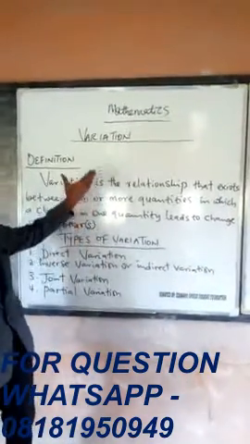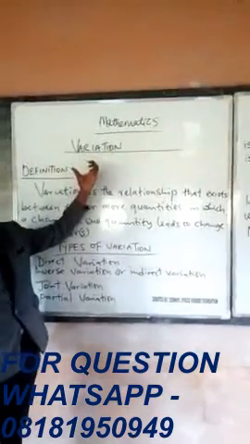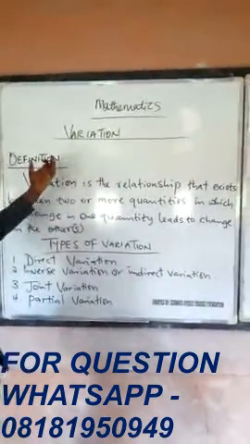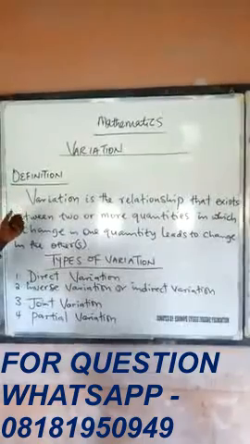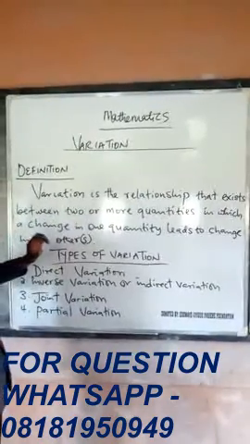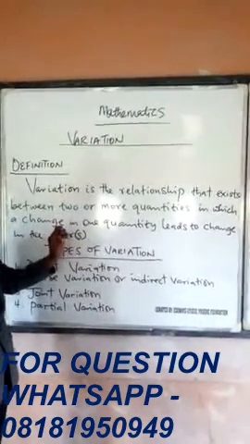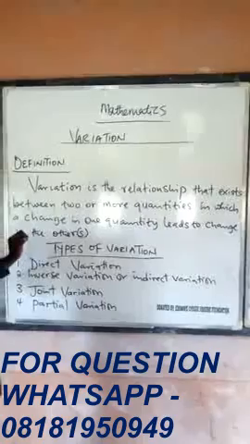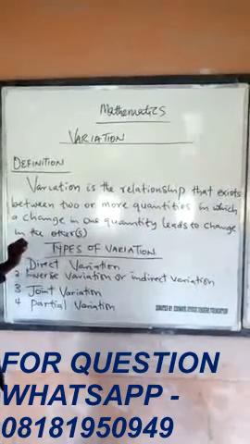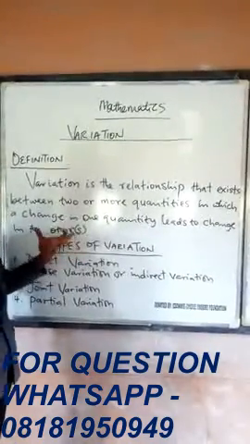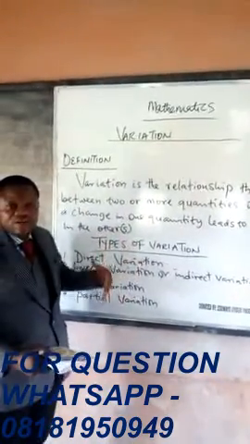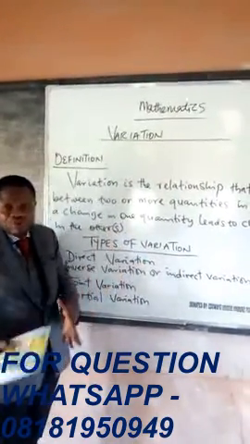Now today we have a topic before us: variation. Before we go further, you have to know the meaning of variation. As you all know, variation is the relationship that exists between two or more quantities in which a change in one quantity leads to a change in the other. That is, when we have two or more quantities, how they relate, how the effect of one affects the other.